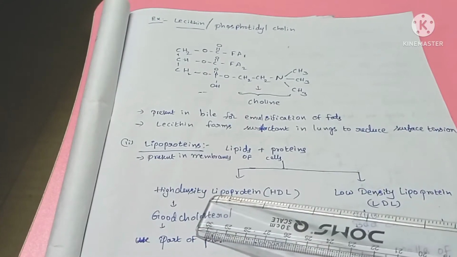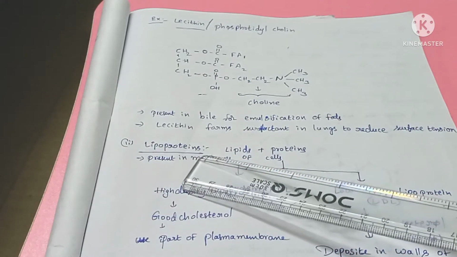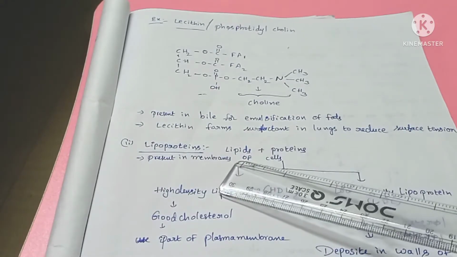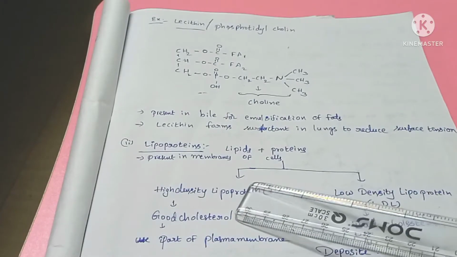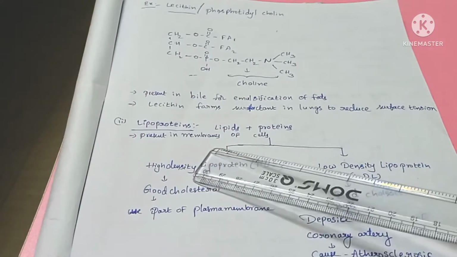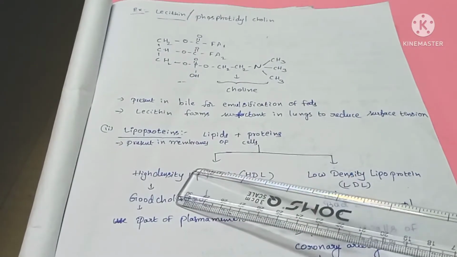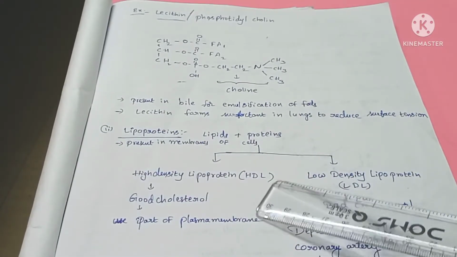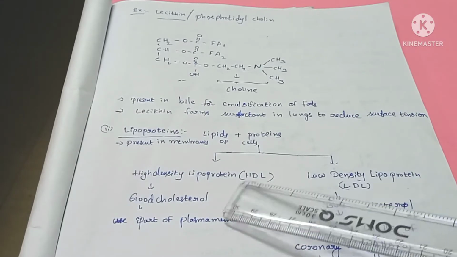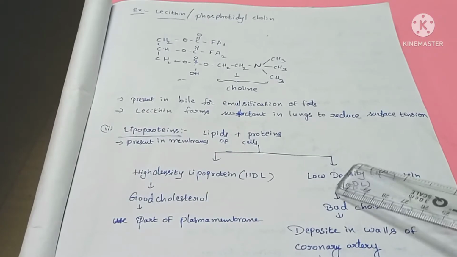Another conjugated lipid is the lipoprotein. Lipoprotein means it consists of lipids plus proteins. And where are these lipoproteins present? They are present in the membranes of the cells. Membranes of the cells contain lipoproteins. These lipoproteins are of 2 types: high density lipoproteins and low density lipoproteins.